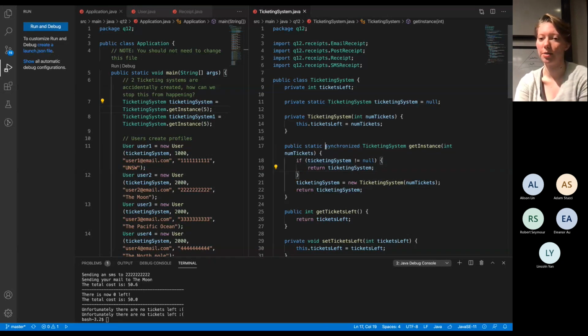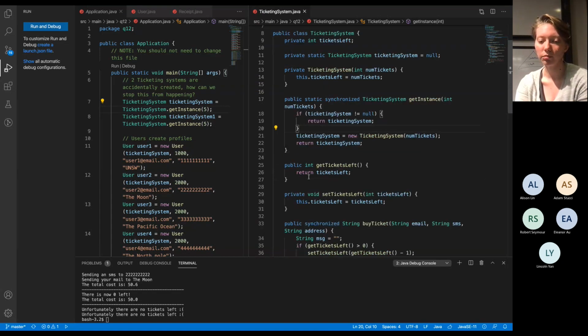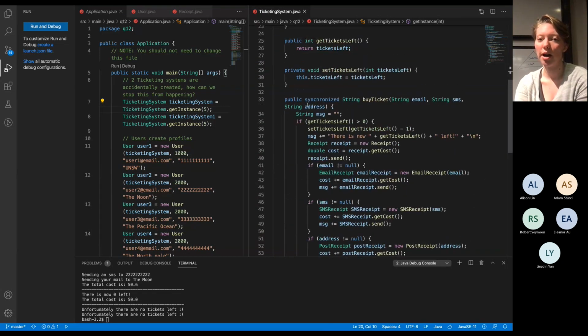And then the part that I was talking about that I struggled with spelling was this synchronized, because we have the same problem that we have elsewhere in our code: we don't want 2 functions being able to access this at the same time. And then the other part is we just added a synchronized to this buyTicket function. And that solves the 2 problems that you hopefully addressed in that first part of the question.